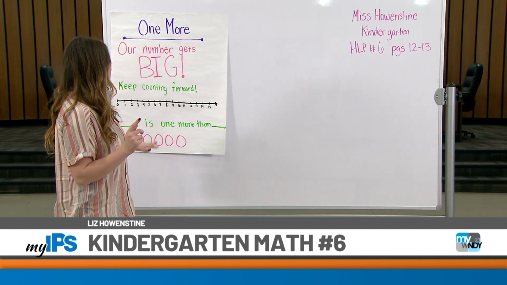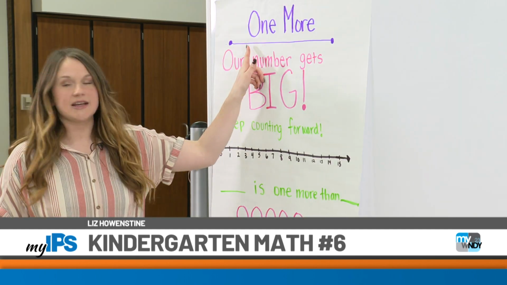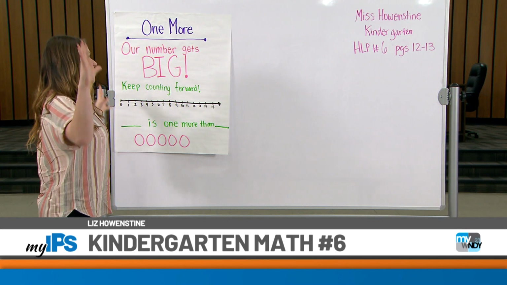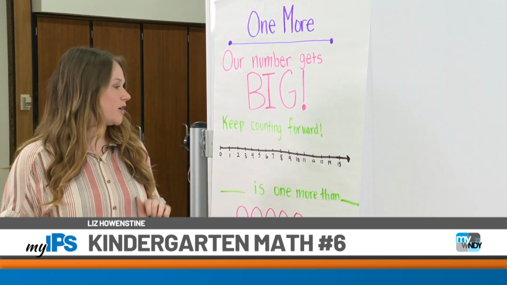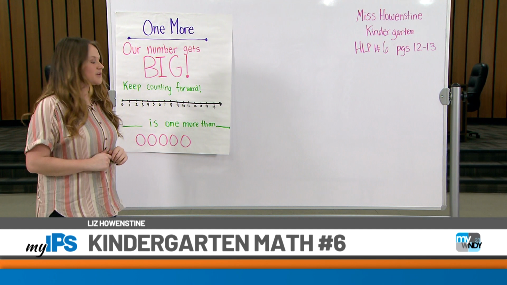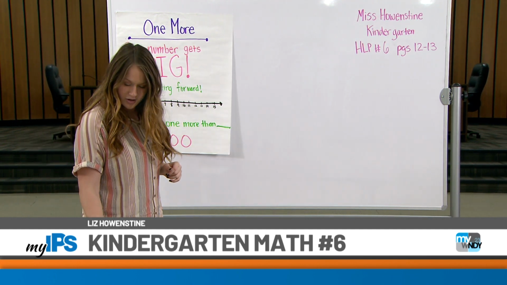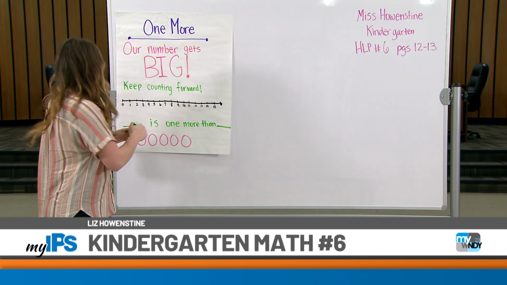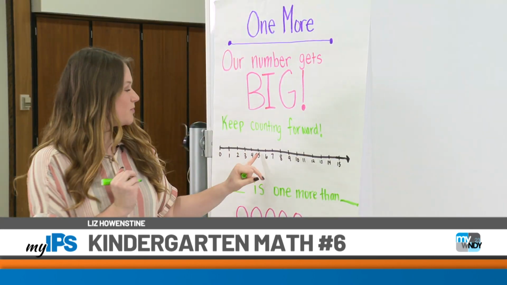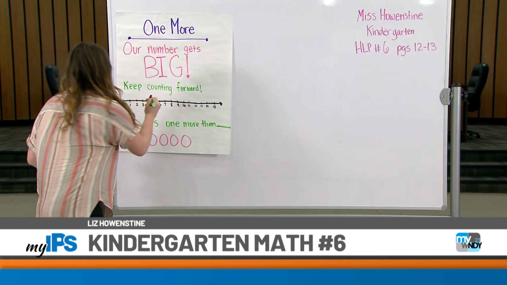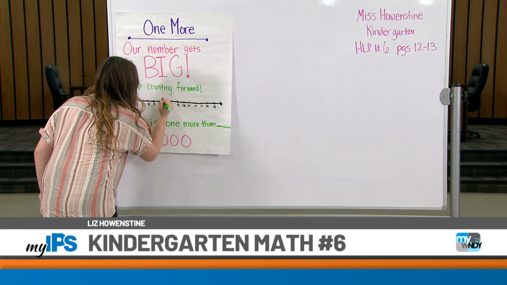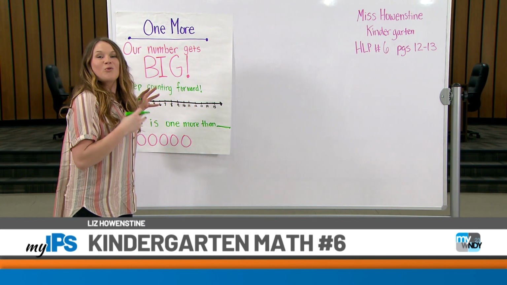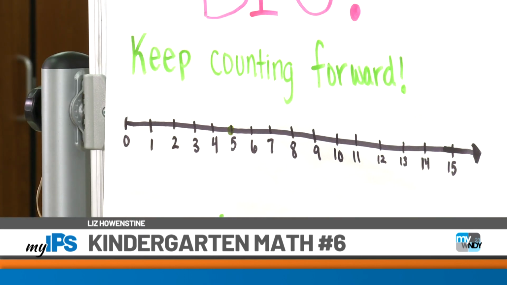So we are going to look, I have this anchor chart. It says one more. Our number gets big, so it gets bigger. Keep counting forward. Okay, so we're going to pick a number. So I really like the number 4, okay? So we're going to look at the number 4, and I'm going to put a dot on 4. Okay, so we want to make this number bigger. Oh, we're going to do number 5. So we are going to make this number bigger, okay?